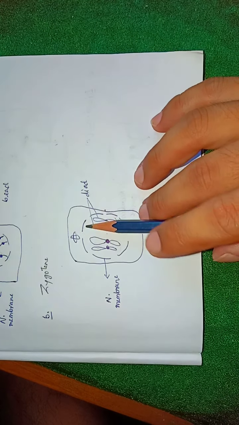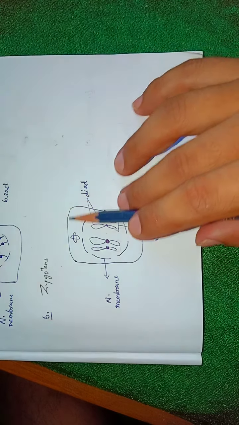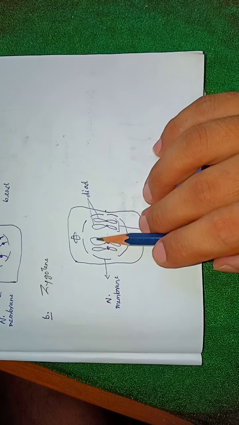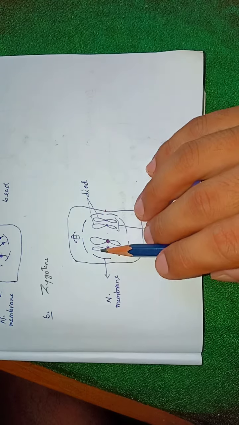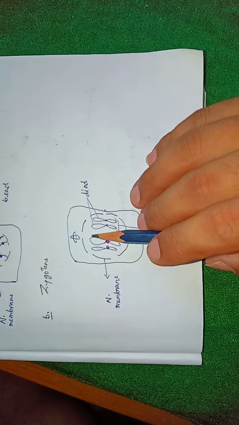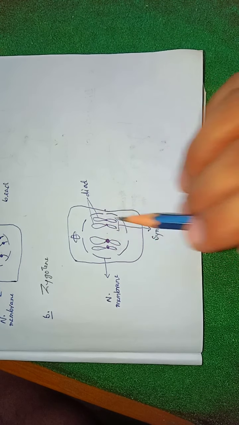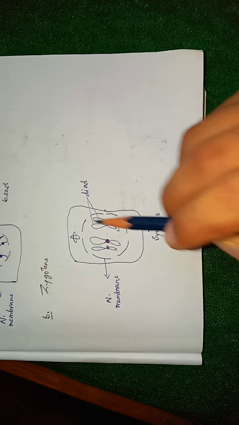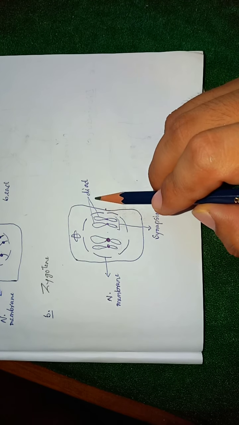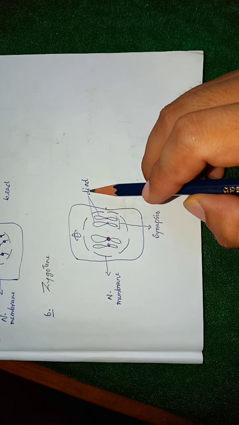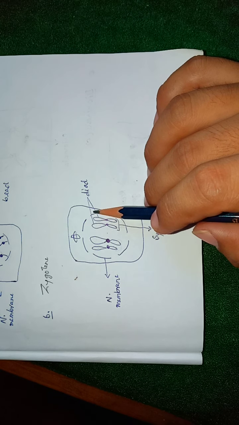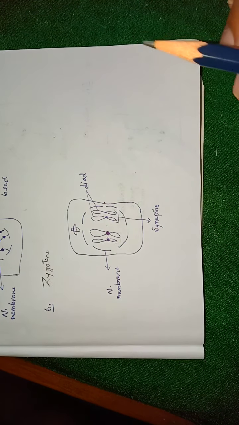In the zygotene phase, the nuclear membrane also remains intact and visible, and there is a pairing of homologous chromosomes. Homo means same, so there is a pairing of same or similar chromosomes. This pairing of homologous chromosomes is called synapsis, and the paired chromosomes are now referred to as dyad or bivalent. Dyad means two, bivalent means two. So the paired chromosomes are now referred to as dyad or bivalent.